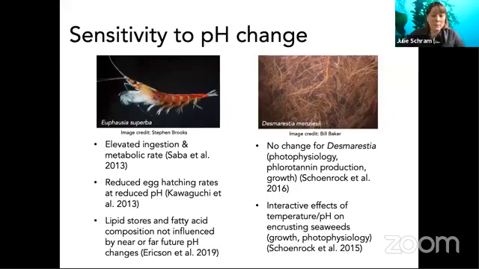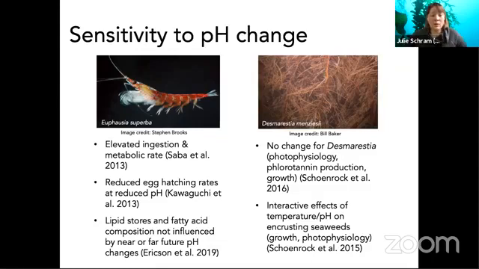In Antarctic organisms, there has been some previous work on the responses of pelagic and benthic organisms. I want to highlight a little bit of that here. One of the most iconic Antarctic organisms is the Antarctic krill, Euphausia superba. Previous work has found that krill, when exposed to low pH or elevated CO2, will increase their ingestion rate as their metabolic rate increases.